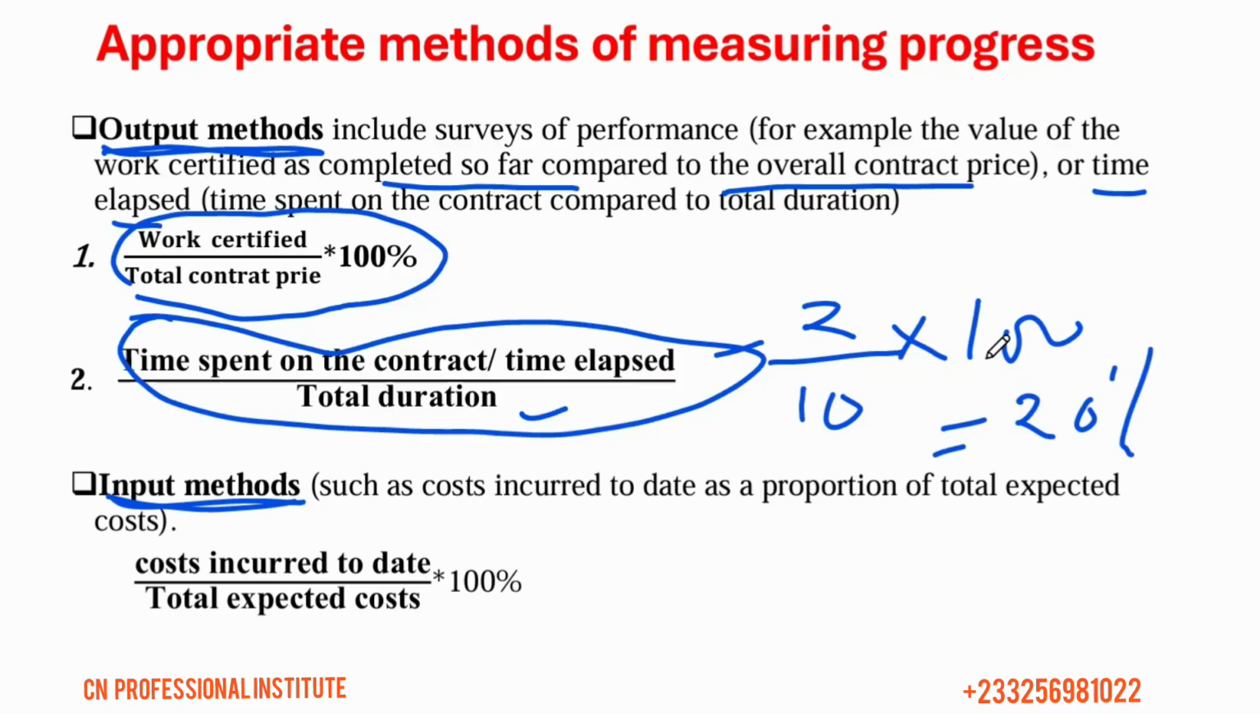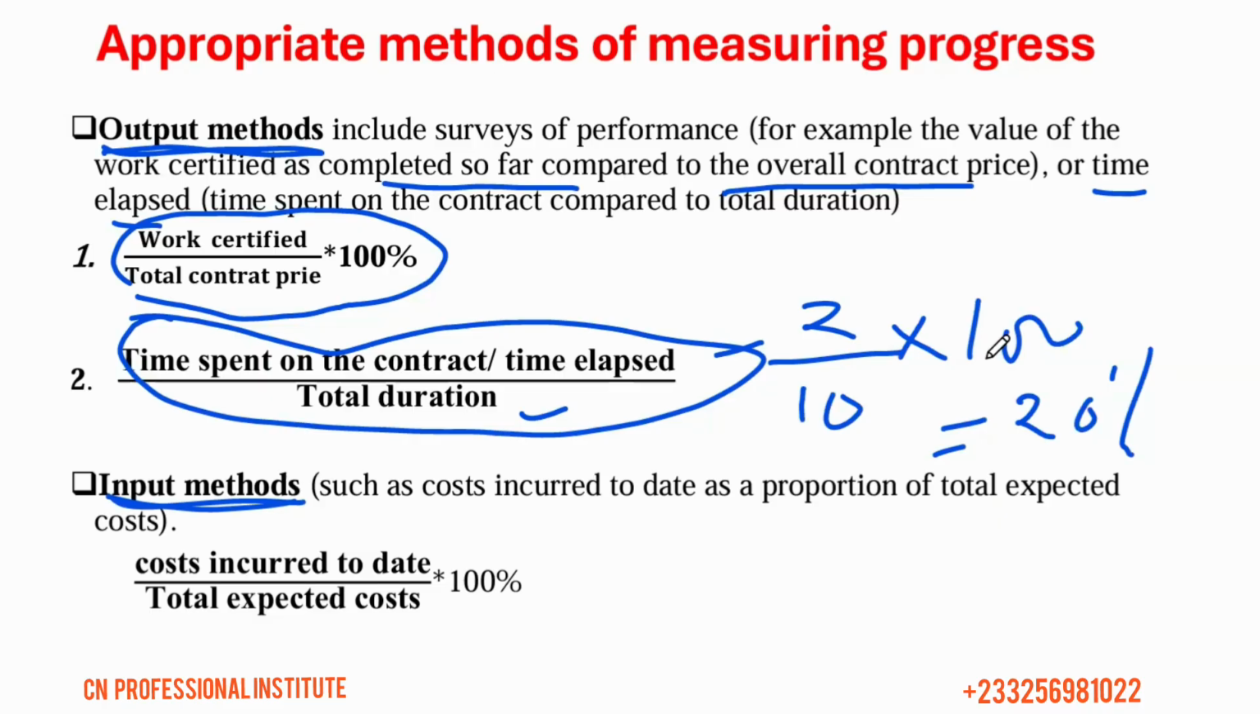If the project is, let's say, 20 years, and you've got into year 5, then the progress will be the 5 years divided by the 20 total years by 100. Are you getting it? So this is how we get the progress if we should use the output method: work certified over total contract price by 100, or time spent on the contract over total duration.